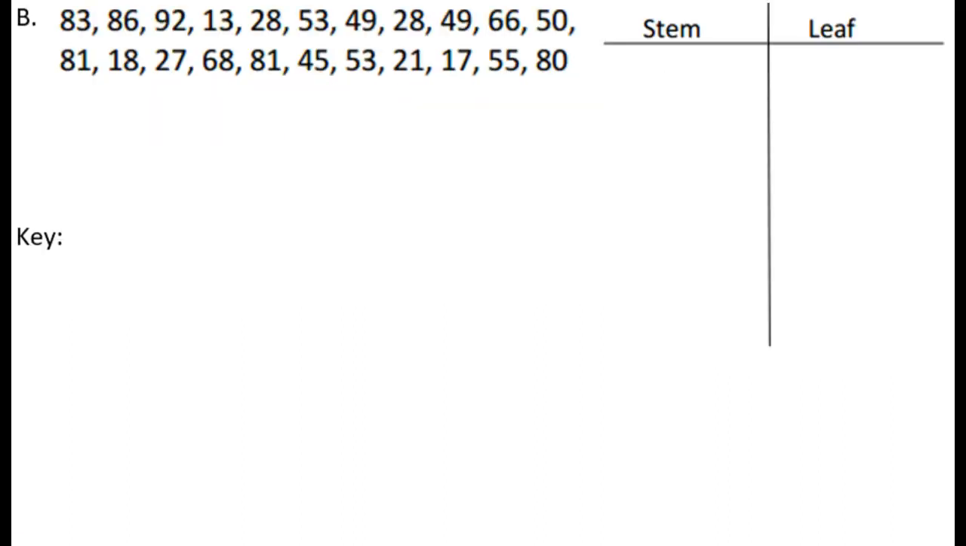Next example. So in B, again, what we want to do here is we want to first identify what our smallest value is. In this case, looks like we have 13. So for my key, 1/3 is going to represent 13. If I identify the largest value, that is going to be 92. And so I'm going to list the stems from 1 all the way to 9, representing 10s all the way through the 90s.